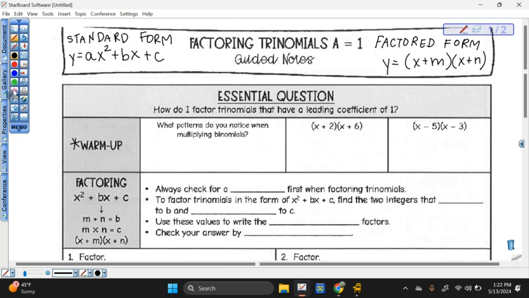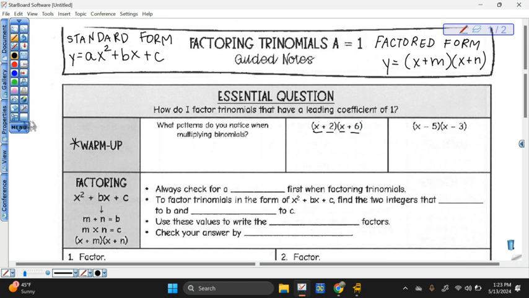What form does this look like, x plus 2 times x plus 6? Does it look like standard form or factored form? Factored form. What do we do when we have, well, first of all, what are these called when I have two terms in an expression? Not a polynomial specifically, but when it's two terms. Monomial? That's one term. What's two terms? Binomial, good.